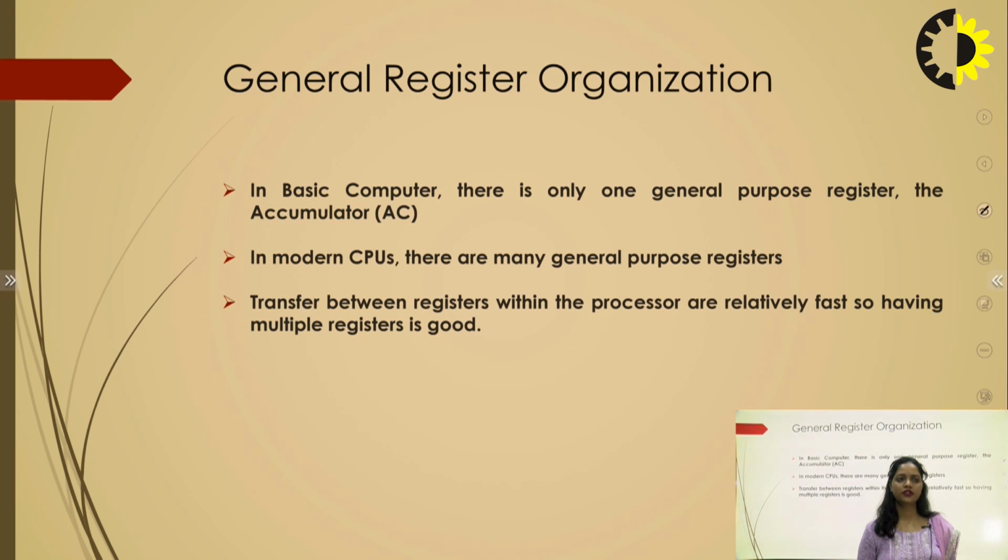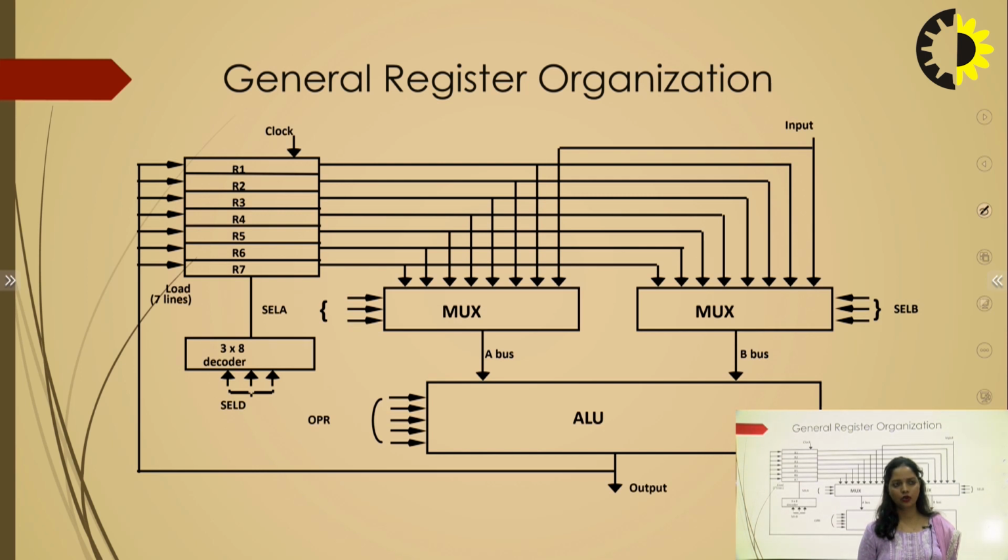So let's discuss the very first scheme, that is the general register organization scheme. In the general register organization scheme, we have multiple registers which act as source registers as well as destination registers for transmitting the data from the source to the destination register. And this is a very good scheme instead of transferring the data from memory and to the memory. The reading and writing operation in a register is very easy as compared to the memory because of its small size. Now let us have a look at the architecture of the general register organization scheme.